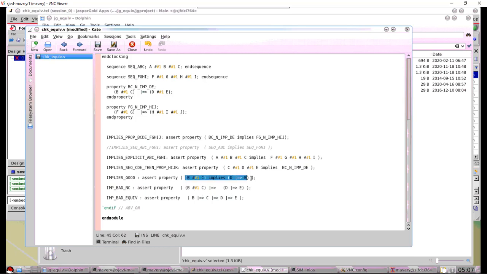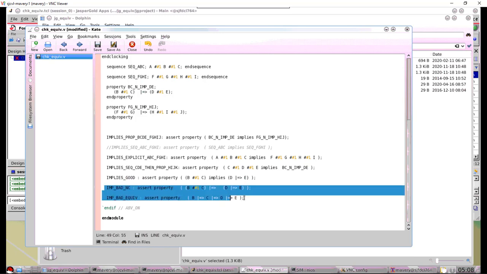This property here is not the same as this. So basically we're just saying, can we just replace the word implies with this sequence implication operator? And the answer is no, we can't. They're not the same thing. These two properties are actually equivalent to each other, given that B, C, D, and E are just Booleans.